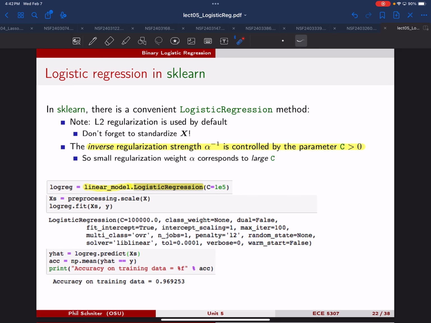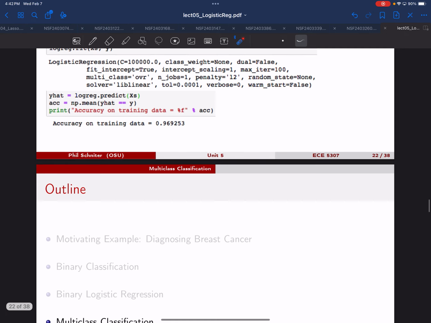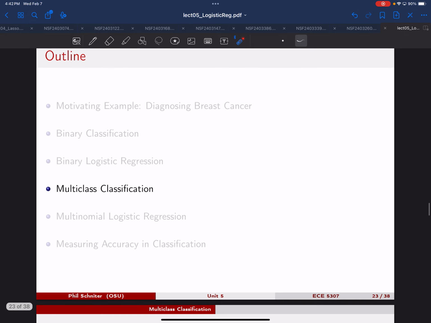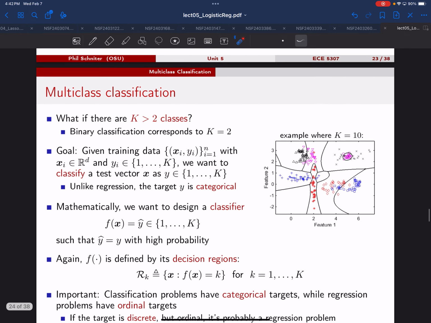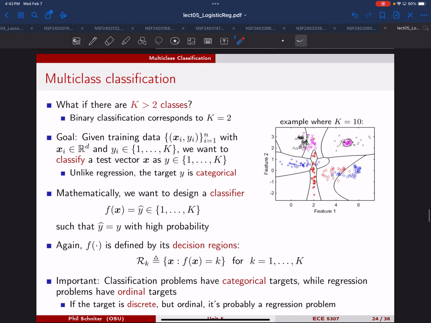All right, any questions on this? Okay, so you have this demo. You can look at it more in your own time in preparation for the lab. The main thing to talk about next is what they call multi-class classification, where you have more than 2 classes.